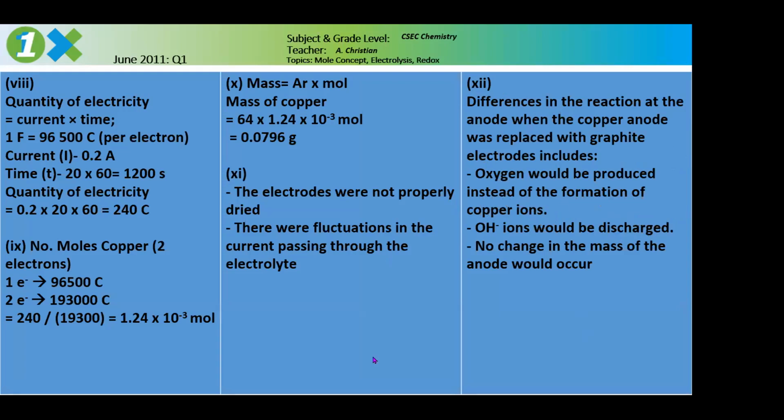All right, so we have gotten the moles, and the last thing it asks for is the mass. We know from moles that to calculate mass, we multiply the relative atomic mass by the number of moles, which is 64 for copper, times the moles that we just found, which gives you 0.0796 grams.